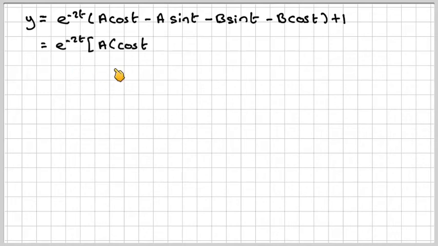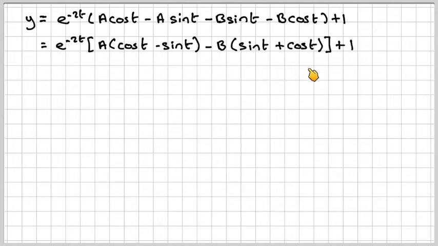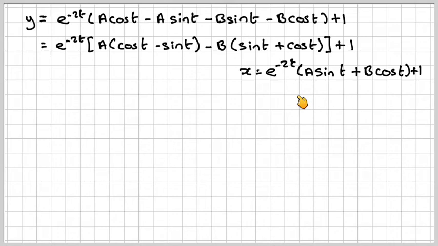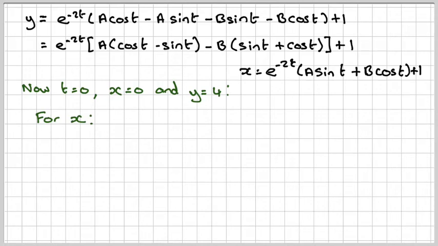So we've got e to the minus 2t (a cos t minus a sine t minus b sine t minus b cos t), if you write it like that, to allow us to find the coefficients a and b. Rewriting what x was before, it's e to the minus 2t (a sine t plus b cos t) plus 1. And then we know that when t is 0, x is 0 and y is equal to 4. So for x, we're going to have 0, and sine of 0 is 0, and cos of 0 is 1.